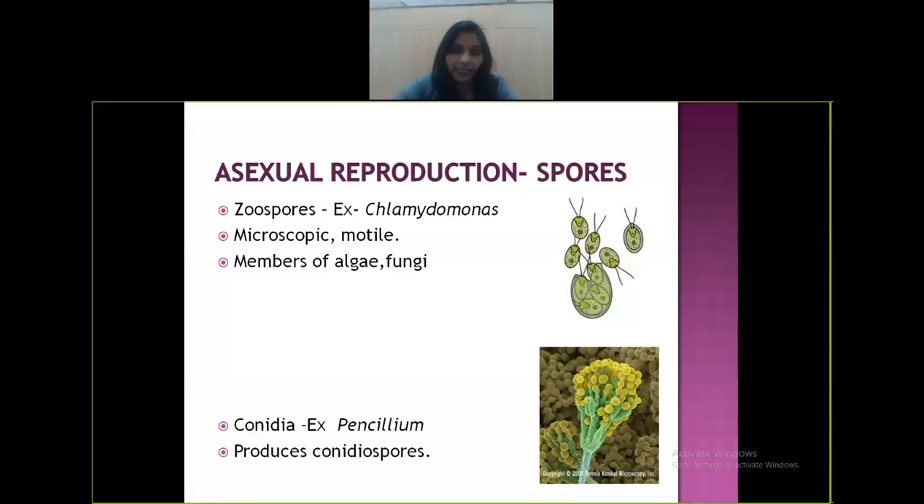The spores are microscopic and the spores are motile.